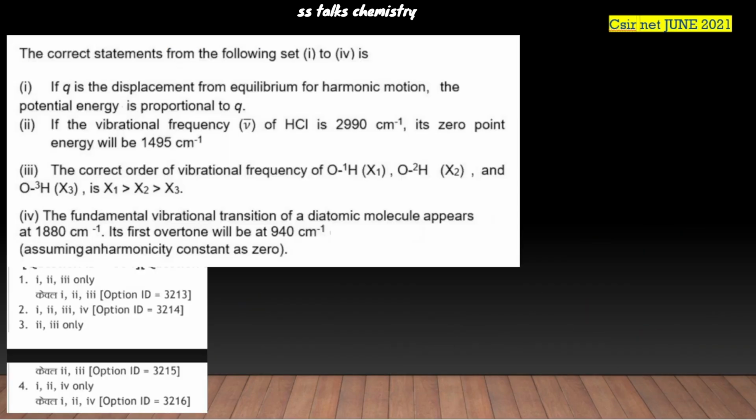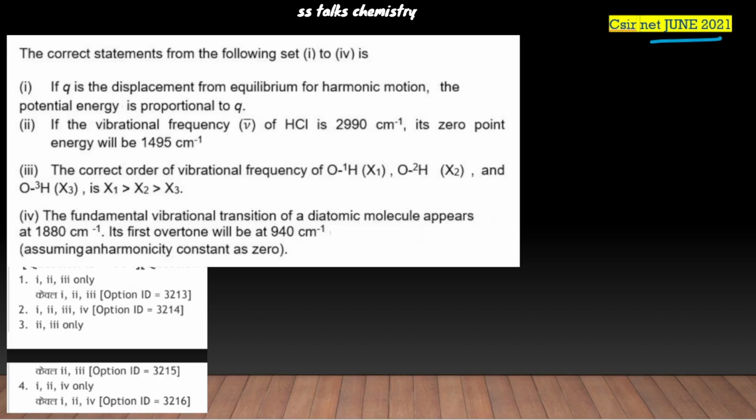Next, this question is from the June exam of the year 2021. The question says, the correct statements for the following sets 1 to 4 is. Okay. The first statement states that Q is the displacement from the equilibrium for the harmonic motion. The potential energy is proportional to Q.